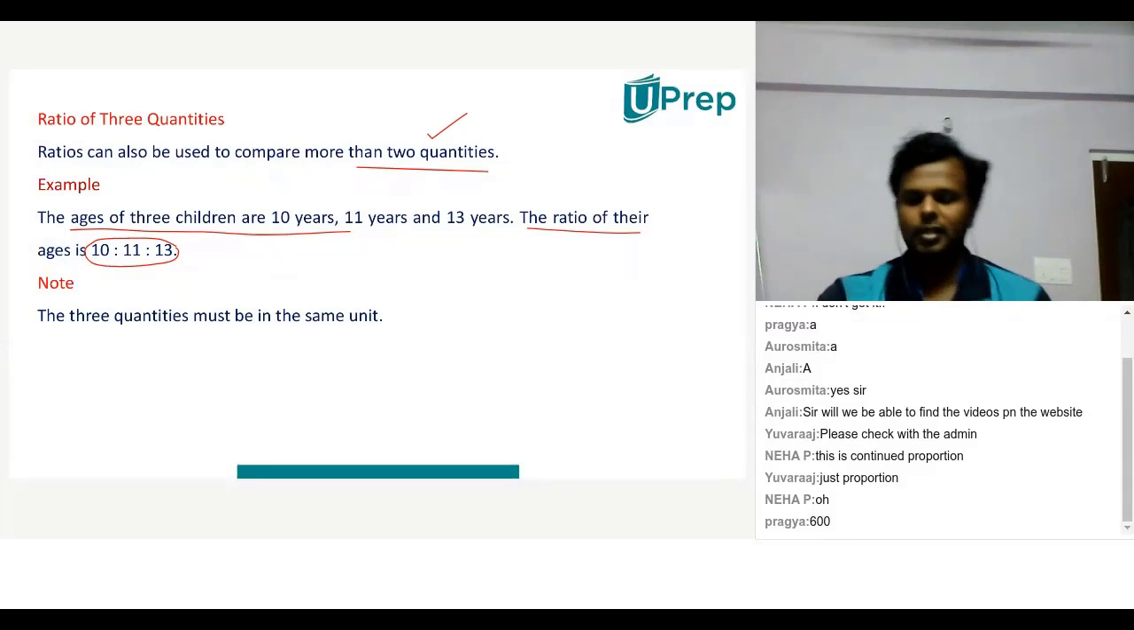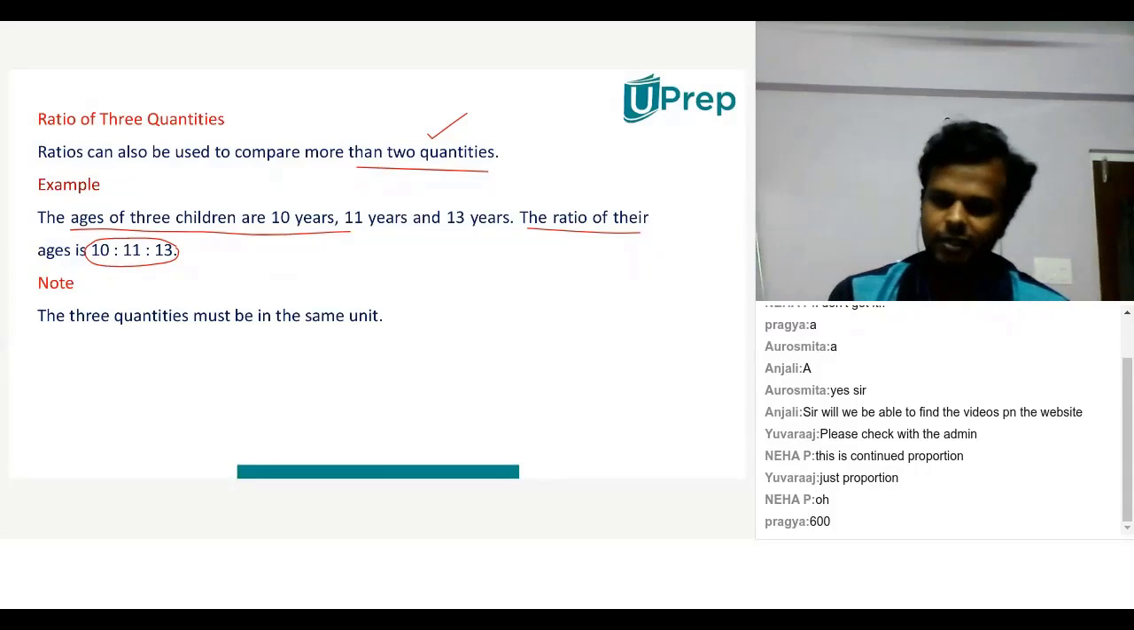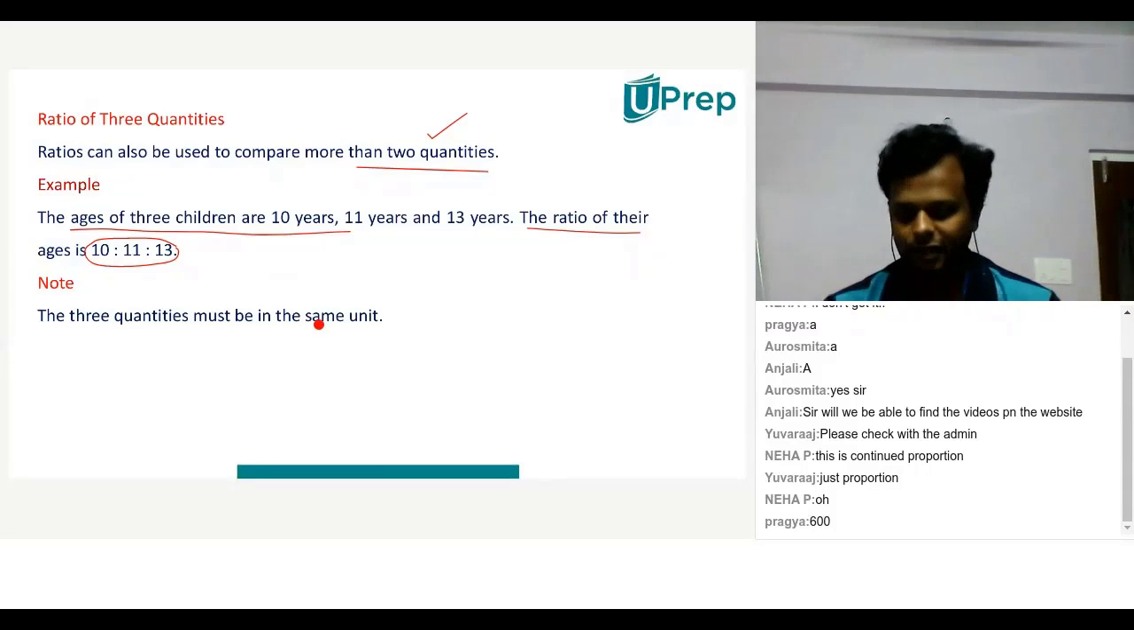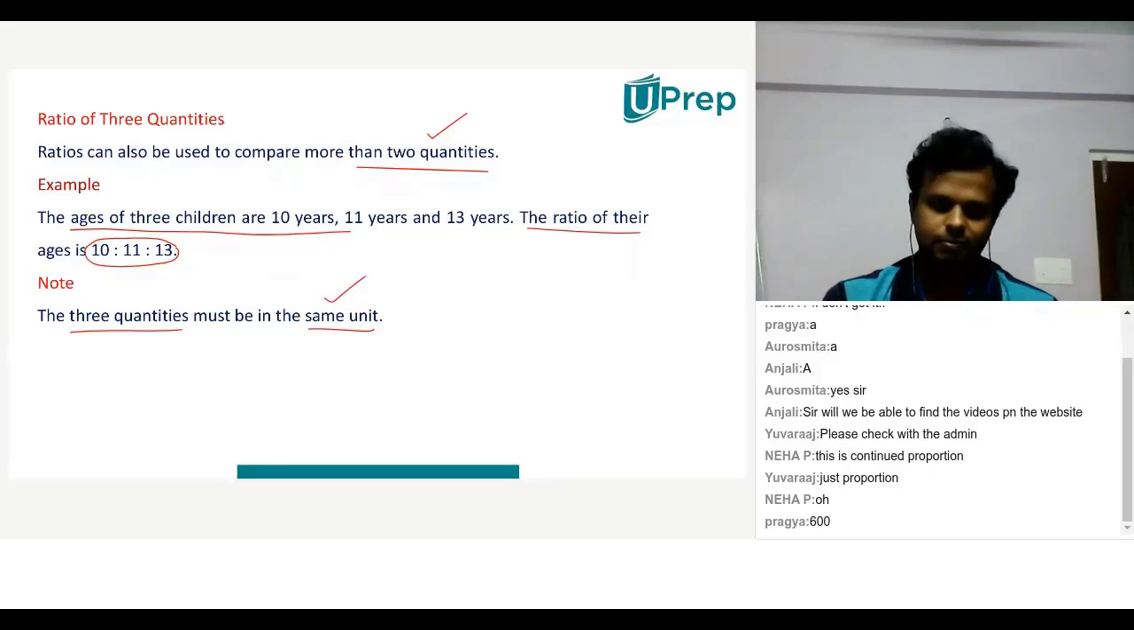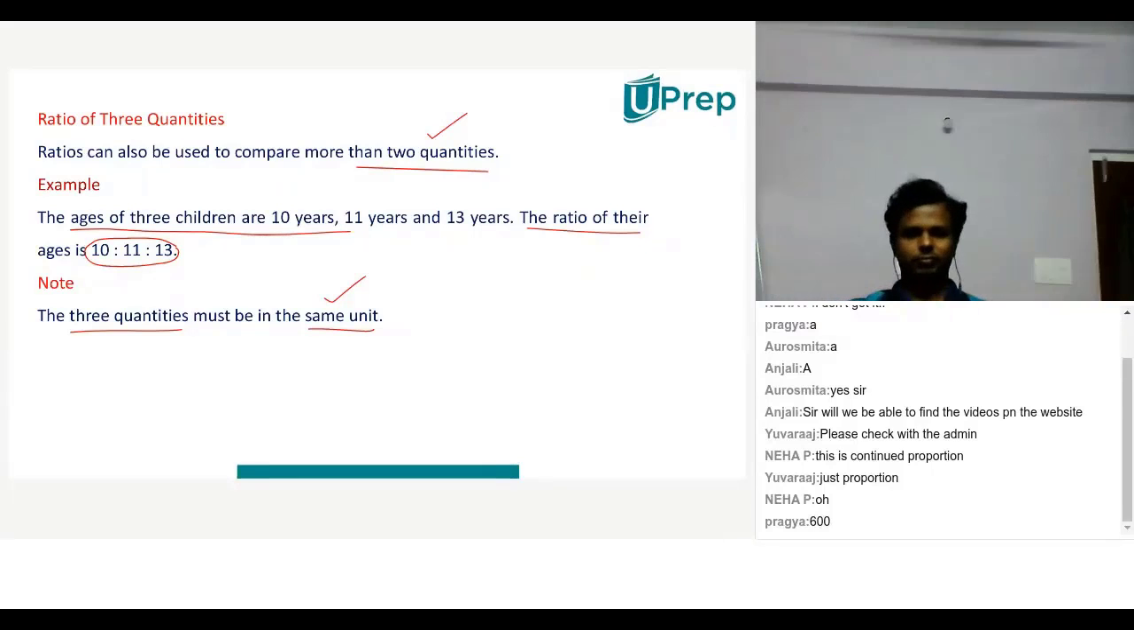And even when we were comparing two quantities, we were having them in the same unit, right? So the rule is the same here as well. If we have three quantities, we have to have them in the same units. Only then can we compare these three quantities. That is the idea behind this slide. Or, like, if it is tens, hundreds, or thousands, you mean?